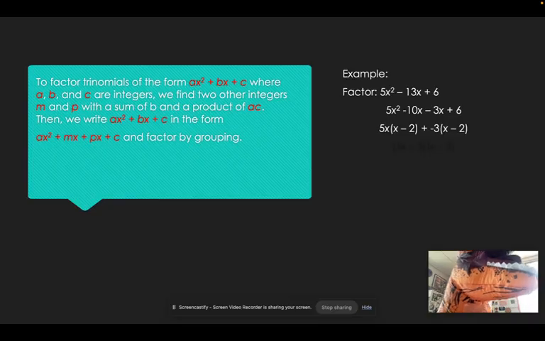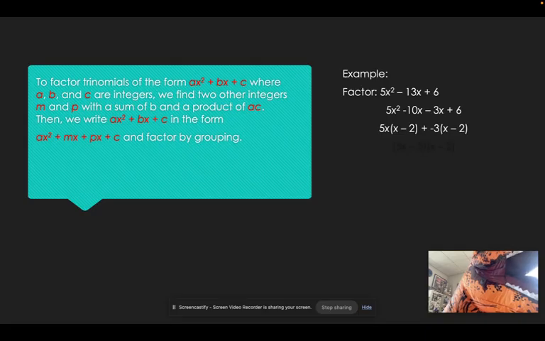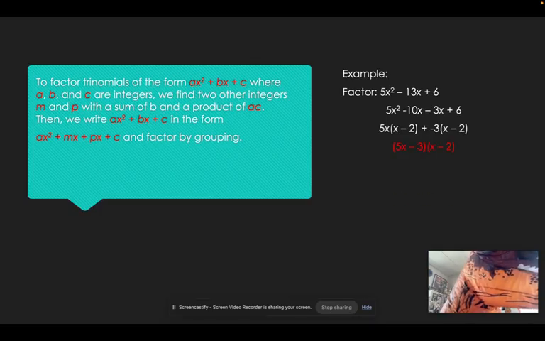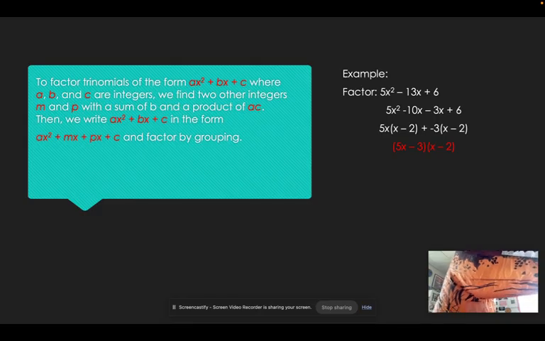So that means we're going to take the front two terms and factor out what we can, and take the third and fourth terms and factor out the negative 3 that they have in common. And then we take the 5x and the minus 3 that we were able to factor out, and we pull those out, and that becomes a parentheses, and then the x minus 2. And so there's your answer.